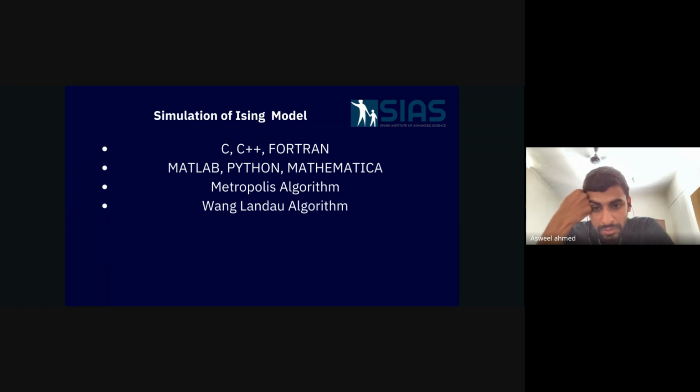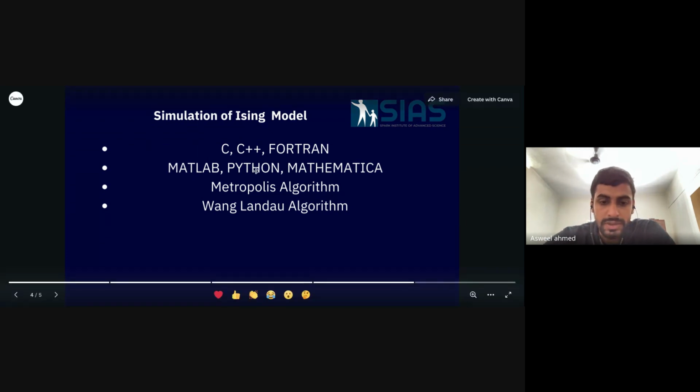Why did we select these 2 algorithms? These 2 are very easy to code. It does not take more than 10-15 lines to code these algorithms. It is easy to understand, easy to code, and easy to implement kind of algorithms. But you can do a lot of physics using these algorithms. That is why we have chosen these 2 algorithms.